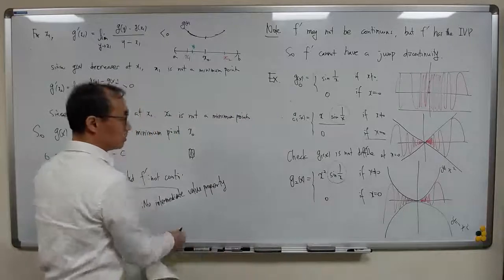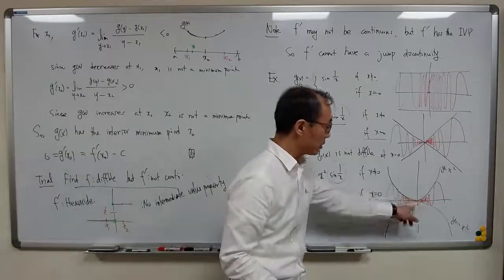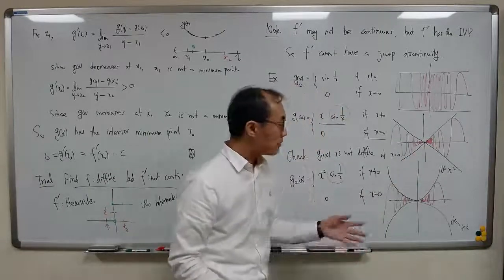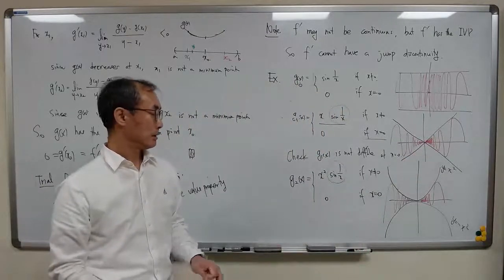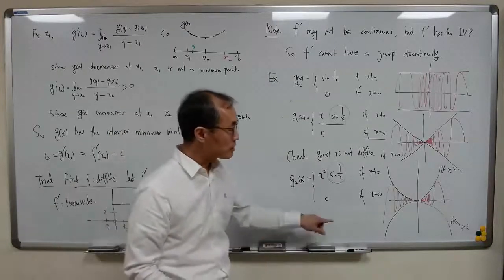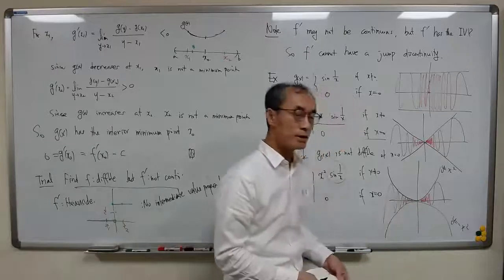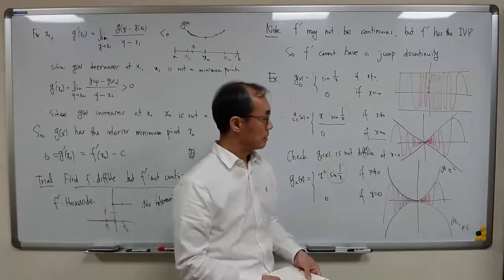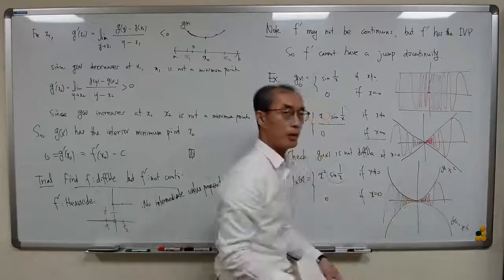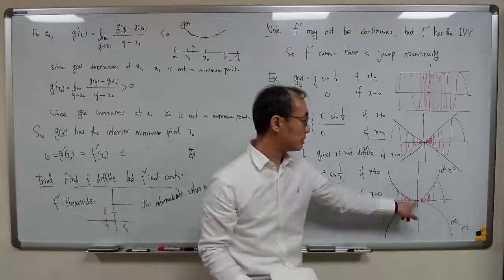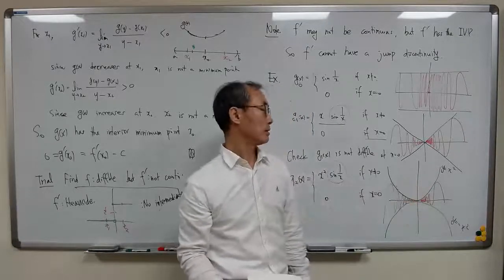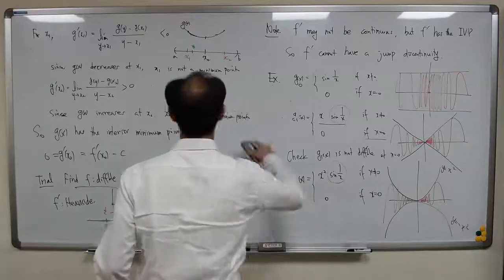Although it has very crazy behavior near the origin, this function has a chance to be differentiable because its graph is somehow squeezed by these two parabolas. The graph of this function gets flat at the origin.